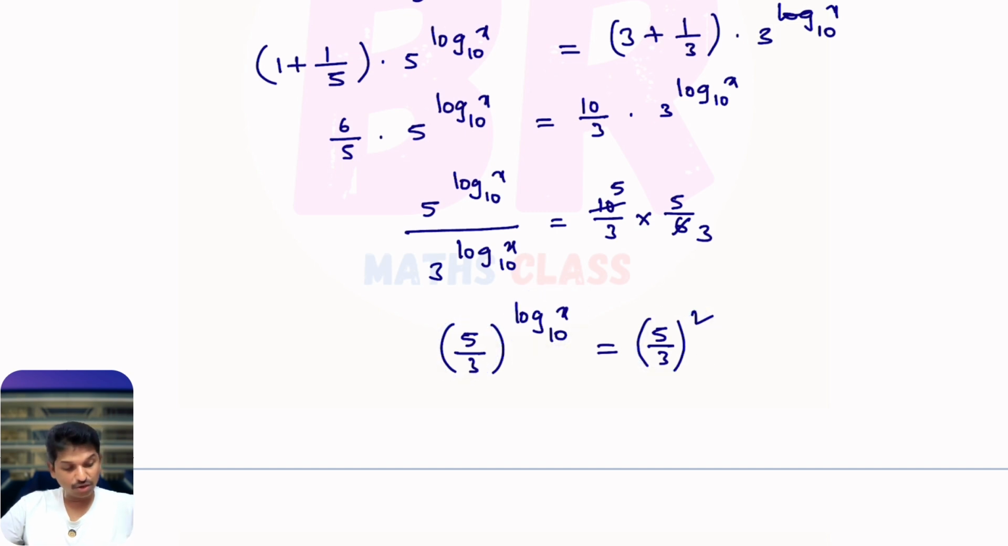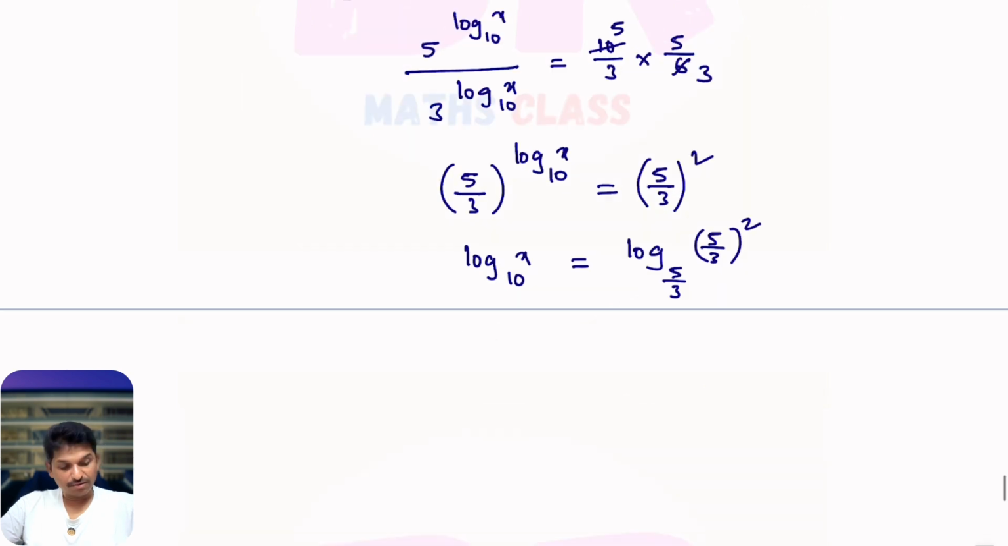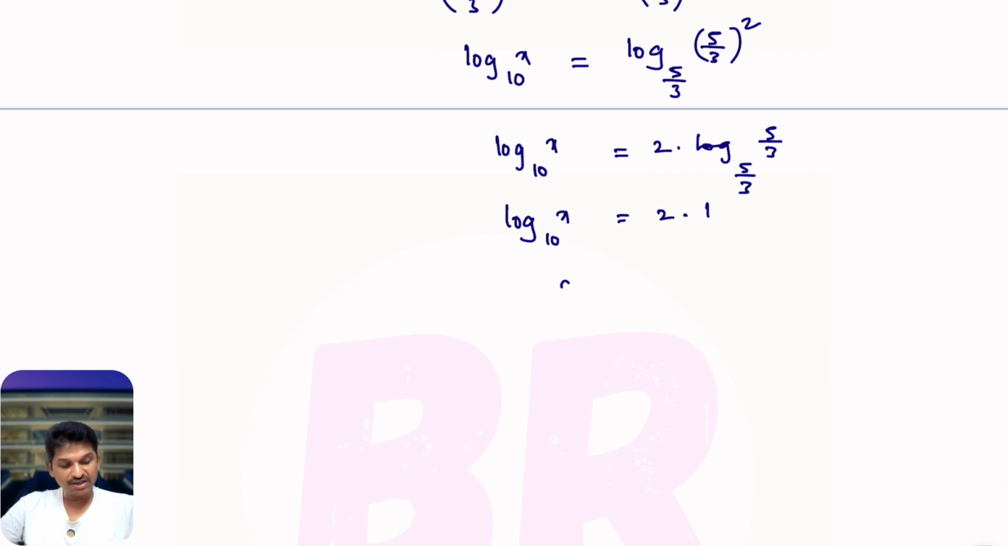So here what you will get from this, x is logarithm of 5 by 3 whole square base 5 by 3. So log x base 10 equal to 2 times of logarithm of 5 by 3 base 5 by 3. Logarithm of 5 by 3 base 5 by 3 is 1. From this, what is x? X equal to 10 square. 10 square is what? 100.